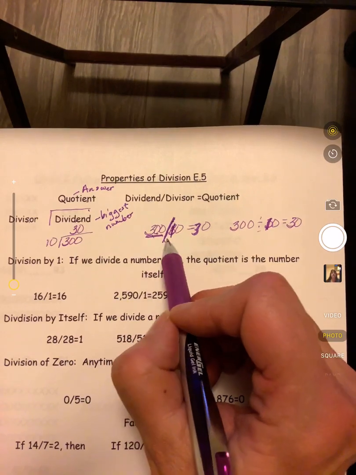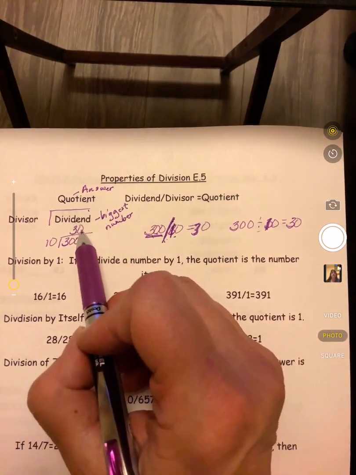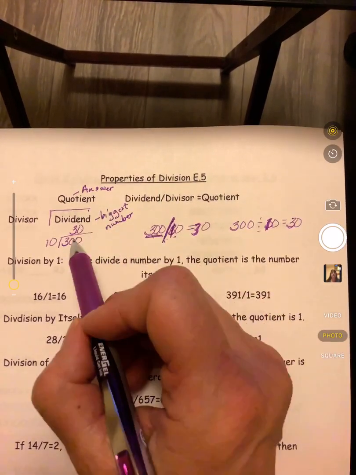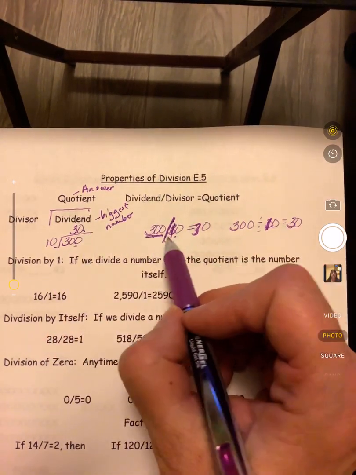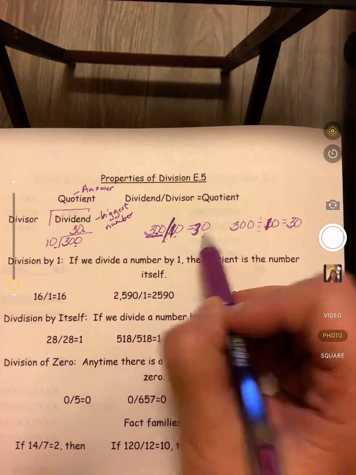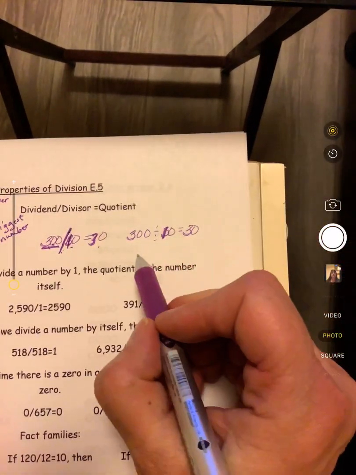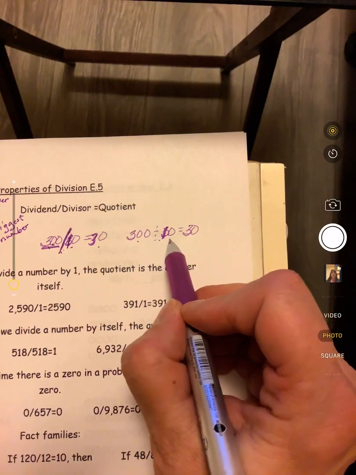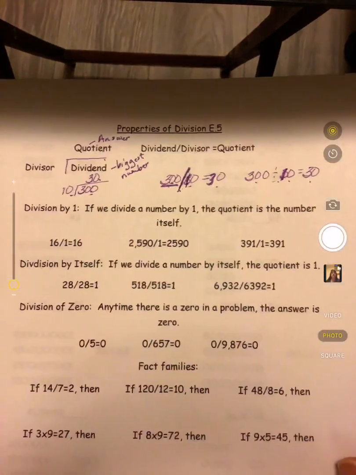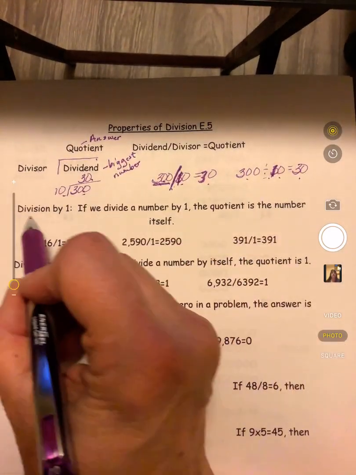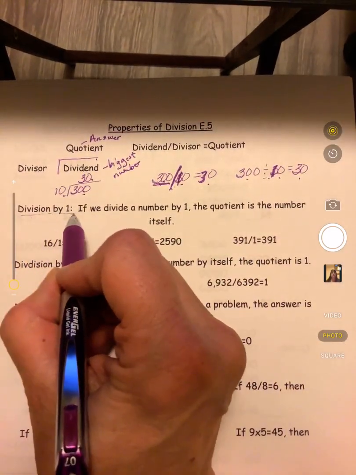So 300 divided by 10, which is what we did here, we get 30. So 300 divided by 10 equals 30. And we read this the same way. 300 divided by 10 equals 30. Okay? So, sweeties, this is our first rule, division by 1.